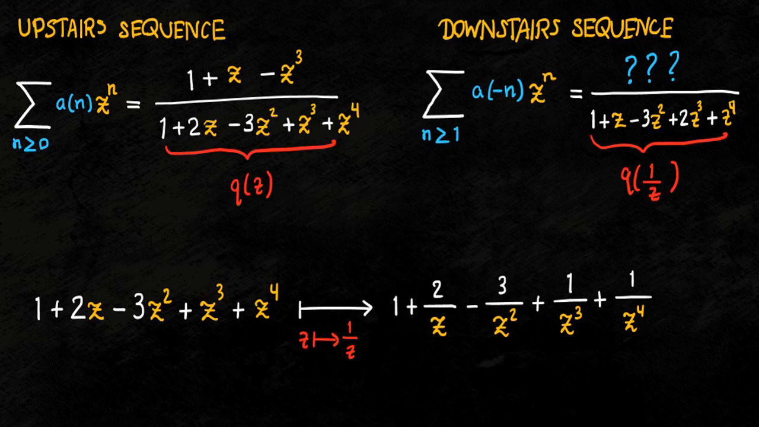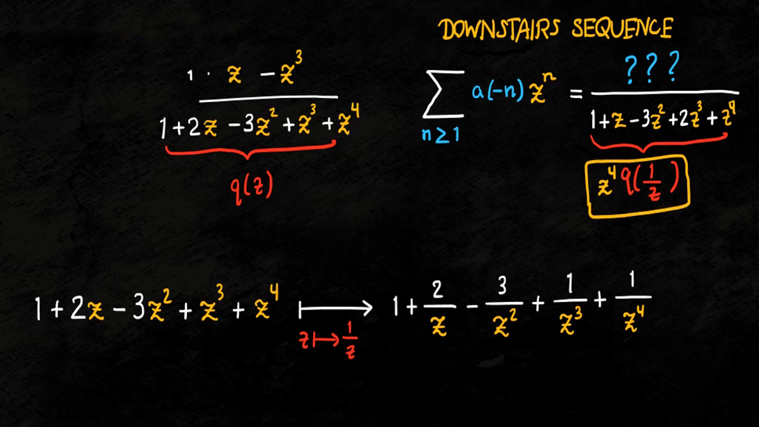Well, I cheated a little bit. The correct answer should be z to the power of 4 times q of 1 over z, since we need to have a polynomial in the end.